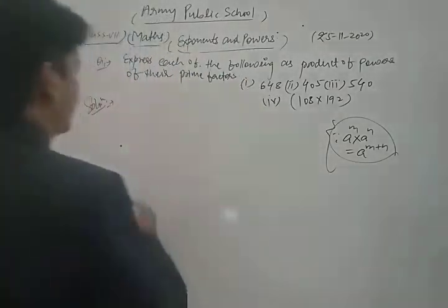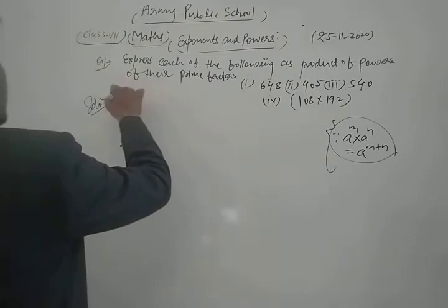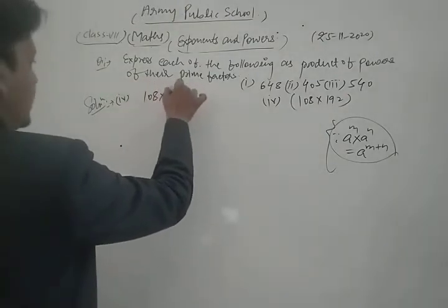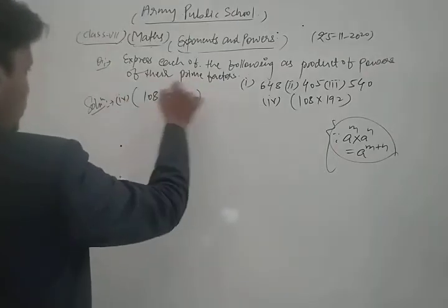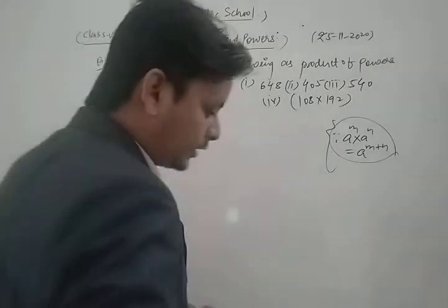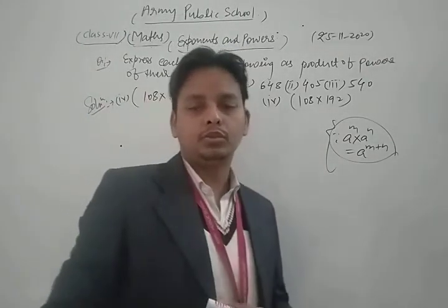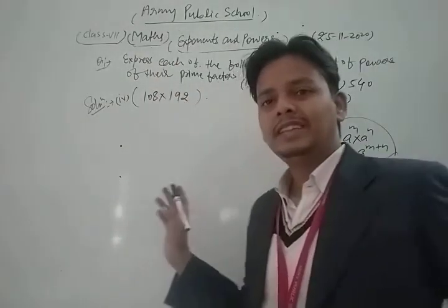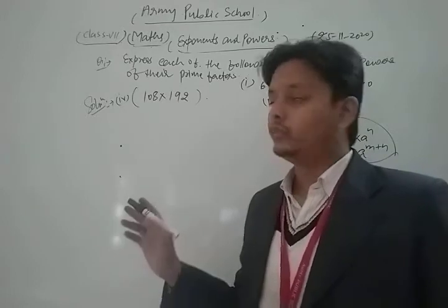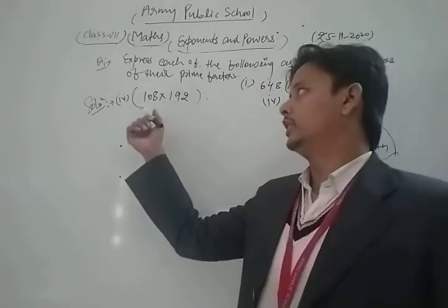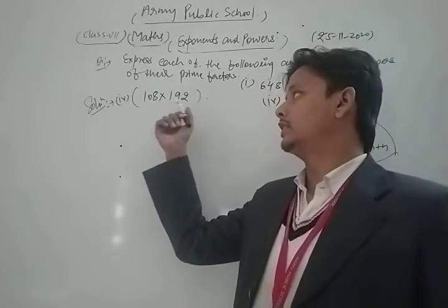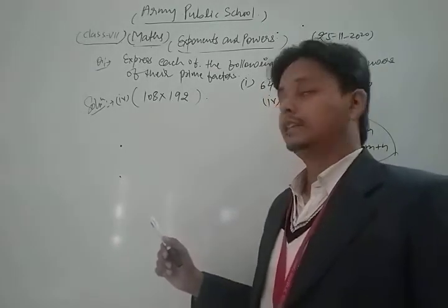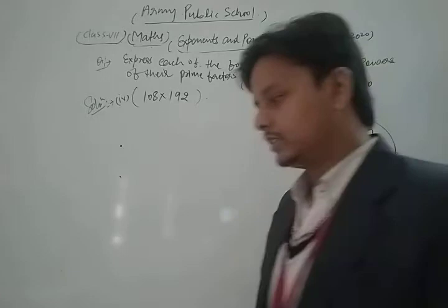Let's see, dear friends, the next part of this question, which is 108 into 192. In that question, there are two individual numbers given in their product form. So in that question, we do the prime factorization of 108 as well as the prime factorization of 192. Okay, so let's see its solution.